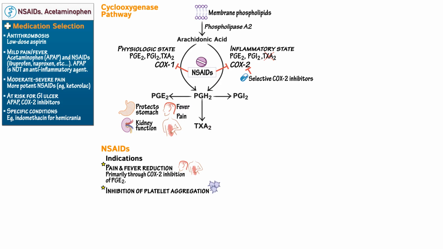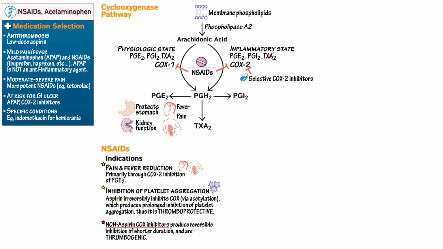In short, write that aspirin irreversibly inhibits COX-1 via acetylation, which produces prolonged inhibition of platelet aggregation and is thromboprotective. It reduces thrombogenesis but increases bleeding risk. Whereas non-aspirin COX inhibitors, meaning NSAIDs and selective COX-2 inhibitors, produce reversible inhibition of shorter duration and are thrombogenic. They promote thrombotic events. Note, however, that celecoxib, a COX-2 inhibitor, has been shown to not increase thrombotic events.